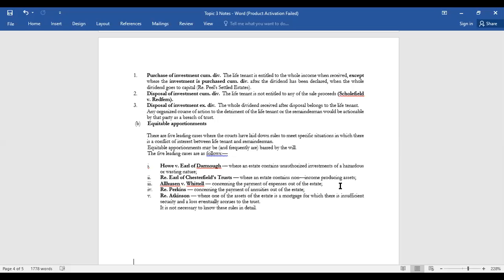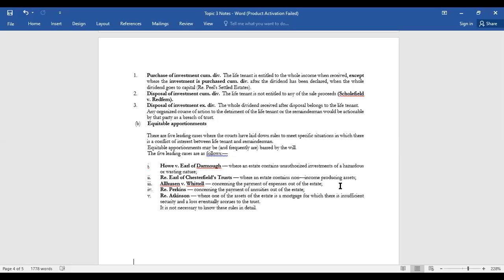Now we have the disposal of investment cum dividend. So the life tenant is not entitled to any of the sales proceeds. According to Schofield and Redfern, you can Google these cases and see how they were held. Then you have the disposal of investment ex dividend. For this one, the whole dividend received after disposal belongs to the life tenant.